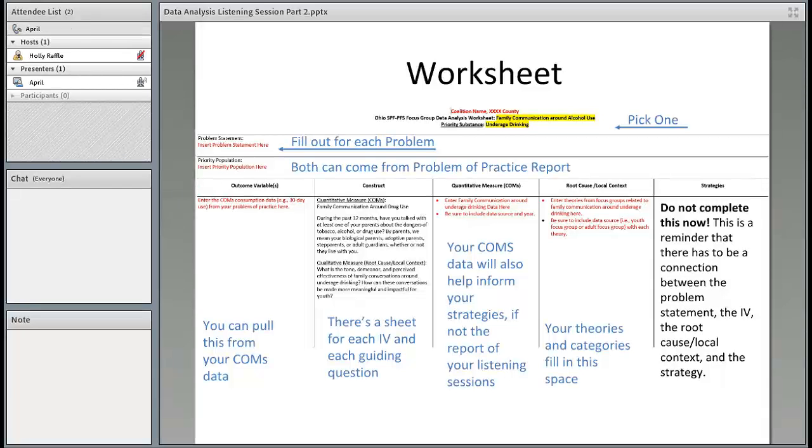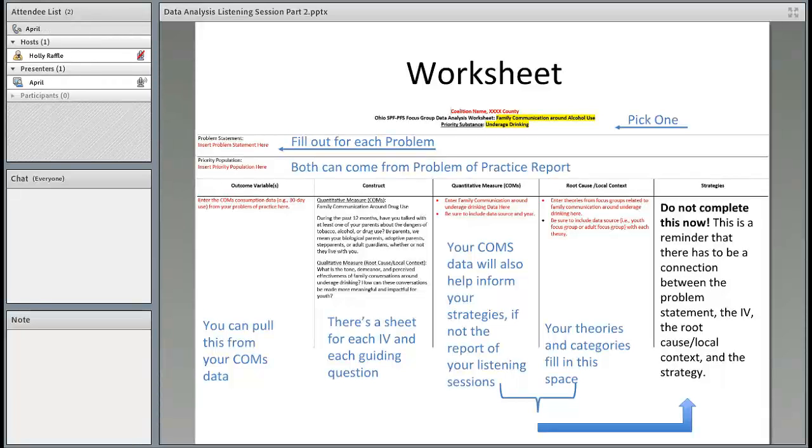One thing to keep in mind when you're filling out this worksheet is the idea was to keep everything on a single page. So your theories really should be the essence of what your focus groups are saying, and all of your theories for this intervening variable should be able to fit in the space. When we were making these worksheets, we thought it would be helpful to have your comms and focus group data in one space, because eventually this will inform the last column, the strategies you choose to address this problem of practice. But this is not something that you need to complete now.